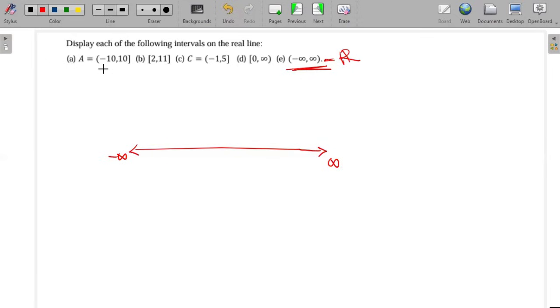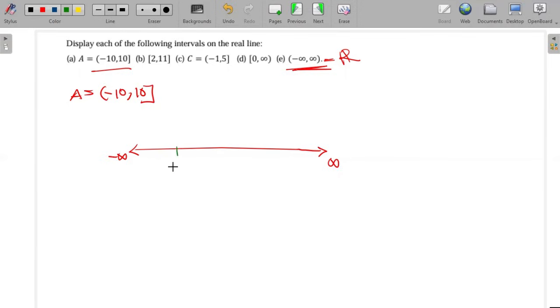But then let's go now to A. A is equal to open negative 10, comma, 10, and then it's closed there. So they are telling you all the numbers from negative 10 to 10. But here negative 10 is not part of the set, while 10 is part of the set. So how do you write this one?